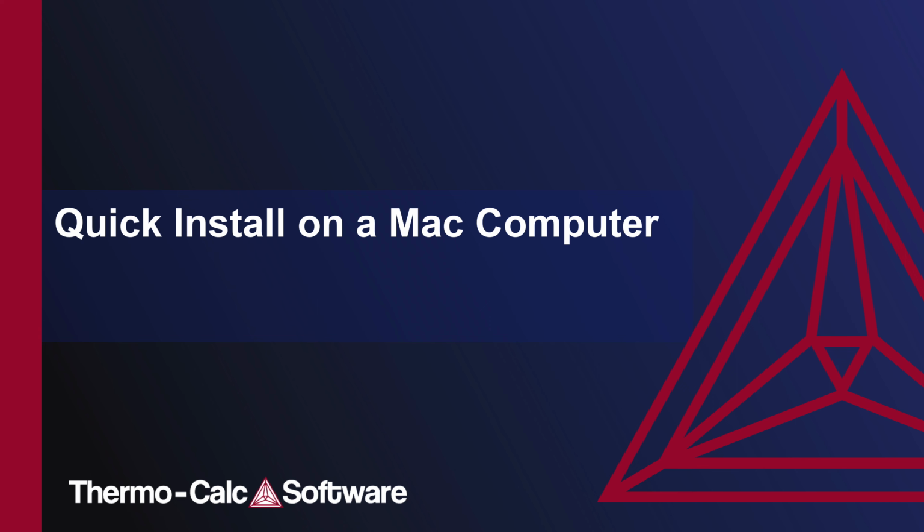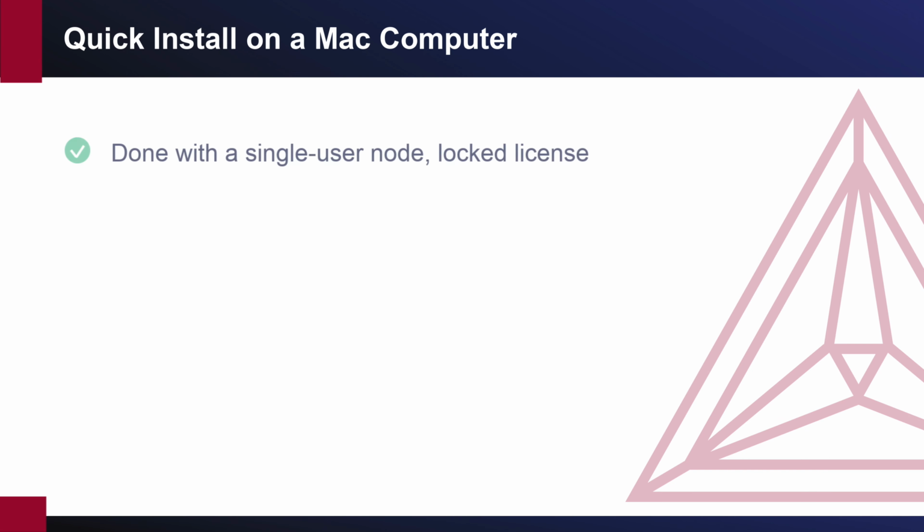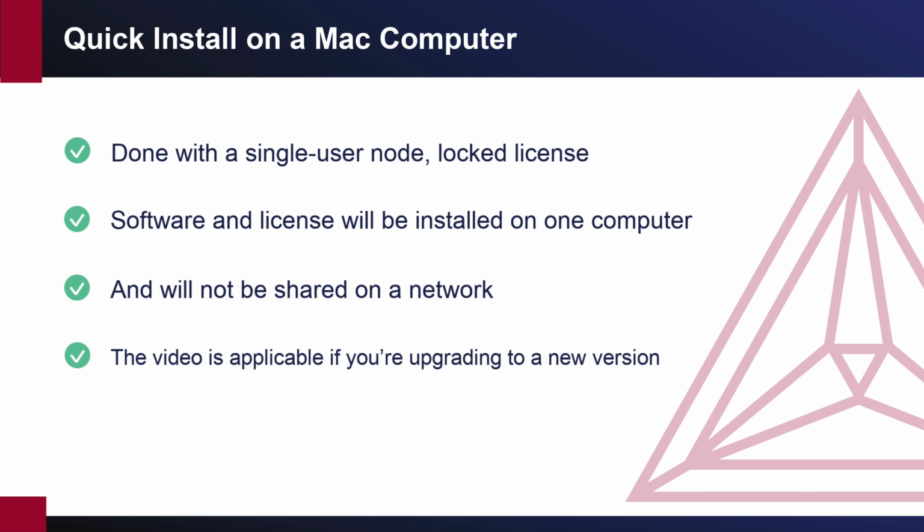This video will show you how to do a standalone installation on a Mac computer. A standalone installation is done with a single user node locked license, and it means that the software and license will be installed on one computer and will not be shared on a network. This video is also applicable if you are upgrading to a new version of Thermocalc, as the new version will install alongside the old version.